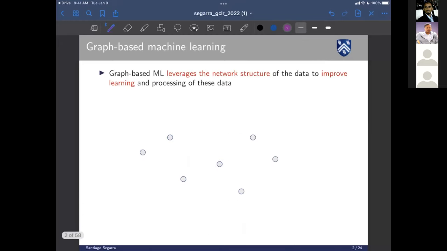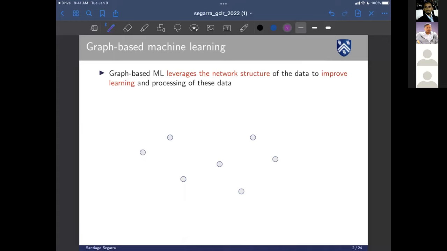Good. So graph-based machine learning, right? I assume that most of you are already familiar with this notion, but let me build this idea from the ground up since it would be conducive and contribute to the story that I want to tell today. So graph-based machine learning leverages the network structure of the data to improve learning and processing of this data.